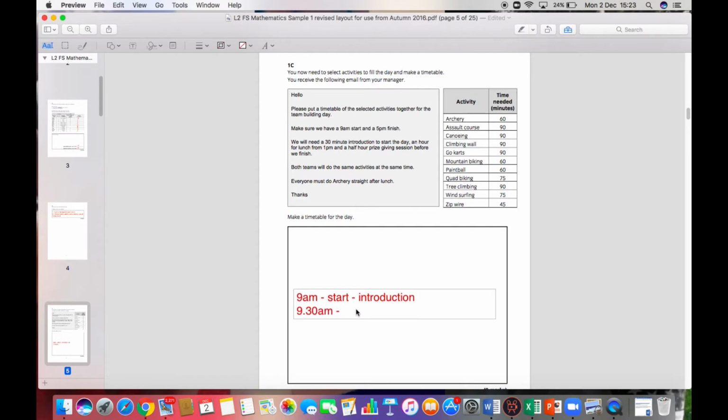It also says that there needs to be a 5 p.m. finish. Sorry, an hour for lunch from 1 p.m. So 1 p.m., an hour for lunch. Okay, I'm going to put that in as at 1 p.m. for now. If we need to change it later just for a certain reason, like we can't fit an activity in, then I'll change it. But I'm just putting in everything that they're giving me. Half an hour prize giving session before we finish, and it finishes at 5.